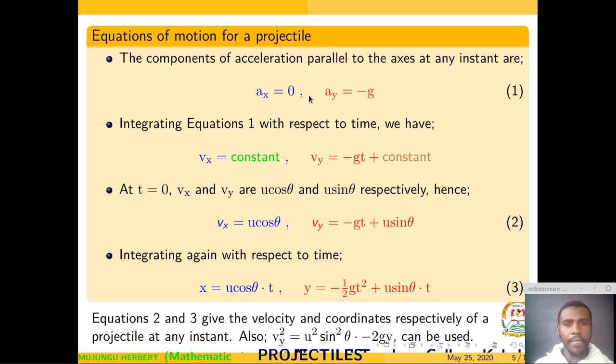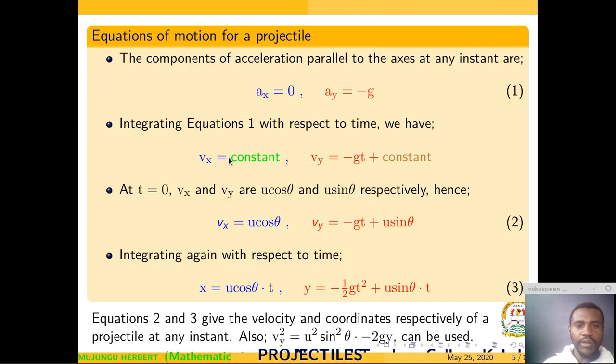Now, from the definition of acceleration, we know that acceleration is the rate of change of velocity, or it is the derivative of velocity with respect to time, implying velocity should be the integral of acceleration. So if we integrate equation 1, which is for acceleration, you should be able to get velocity. You can observe this is what we get.